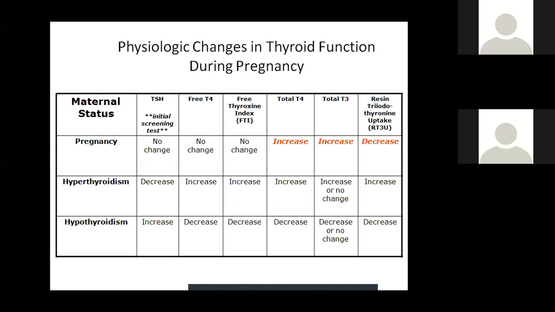These are the physiological changes in the thyroid function during pregnancy. As we said, in pregnancy there is no change in the thyroid stimulating hormone, and no change in the free T3, T4 levels. However, the total T3 and T4 will increase. In hyperthyroidism, there is a decrease in the thyroid stimulating hormone, while there is an increase in free T3, T4 levels, and similarly, an increase in the total T3, T4 levels. In hypothyroidism, there is an increase in the thyroid stimulating hormone, while there is a decrease in free T3, T4 levels, and the total T3, T4 levels will also decrease.